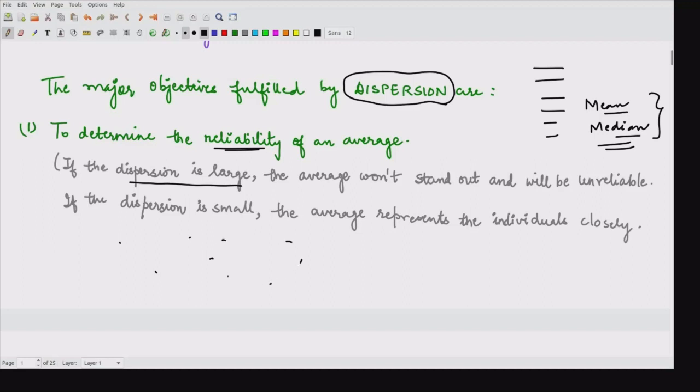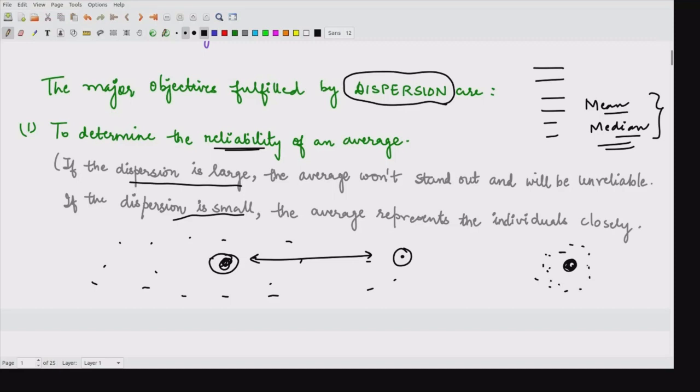So if the average is somewhere here and we have data which is spread out largely, the difference between this particular point and the average would be large. That means if dispersion is large, the average would not stand out and will be unreliable. And moreover, if the dispersion is small, suppose this is the mean and your data is somewhat like this, then the scatteredness of data is less.